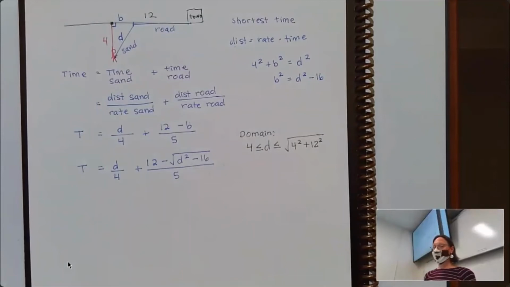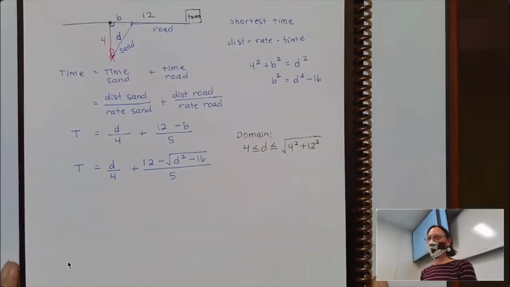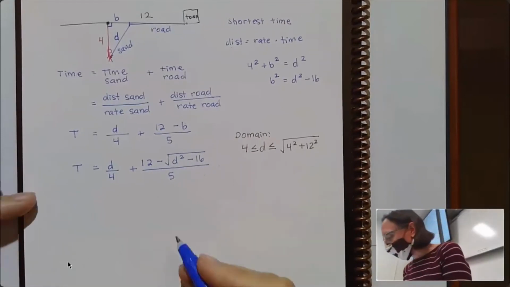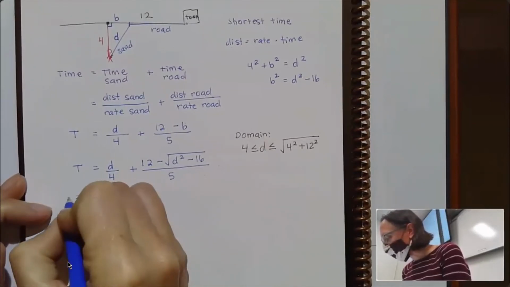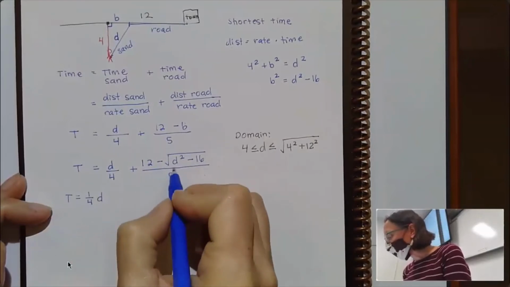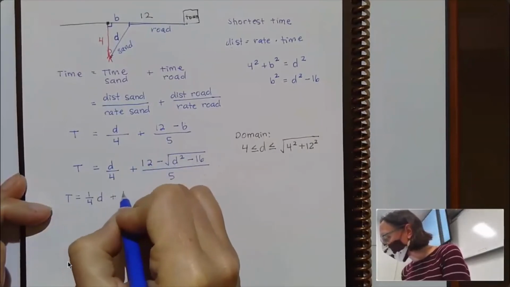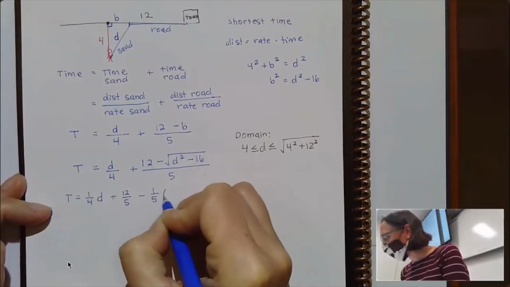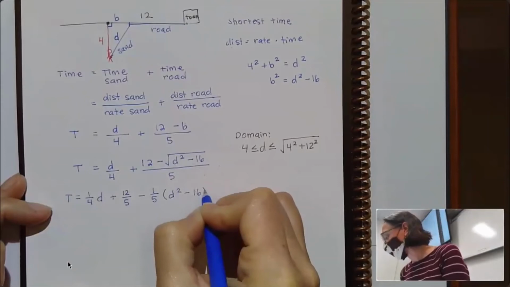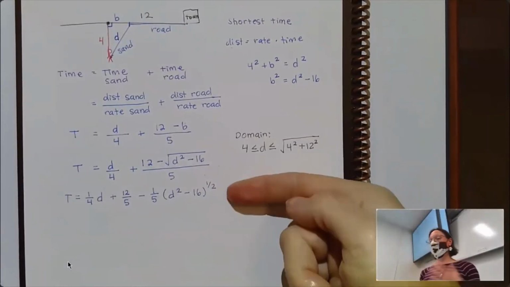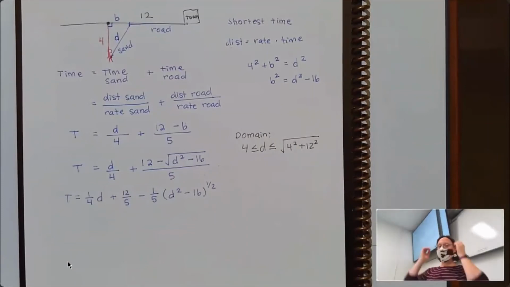I'm going to give you some advice. I would definitely rewrite that before I choose to take a derivative. You don't have to, but I would choose to write that as 1/4 of d. Split this into 2 fractions. So plus 12/5 minus 1/5 of d squared minus 16 to the 1/2 power. That's the thing I personally would rather take a derivative of.